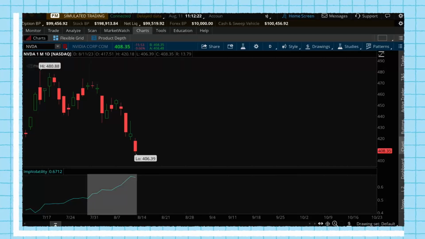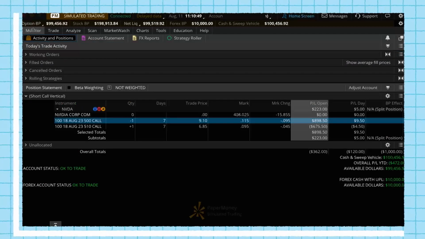Implied volatility had risen, which may have cut into the profitability of the trade. Looking at the P&L open, the trade was up $223 overall, which means it gained more than 99% of the max gain. This is because the short call was up $898.50, while the long call was down $675.50. This is basically how I expected the strategy to work.